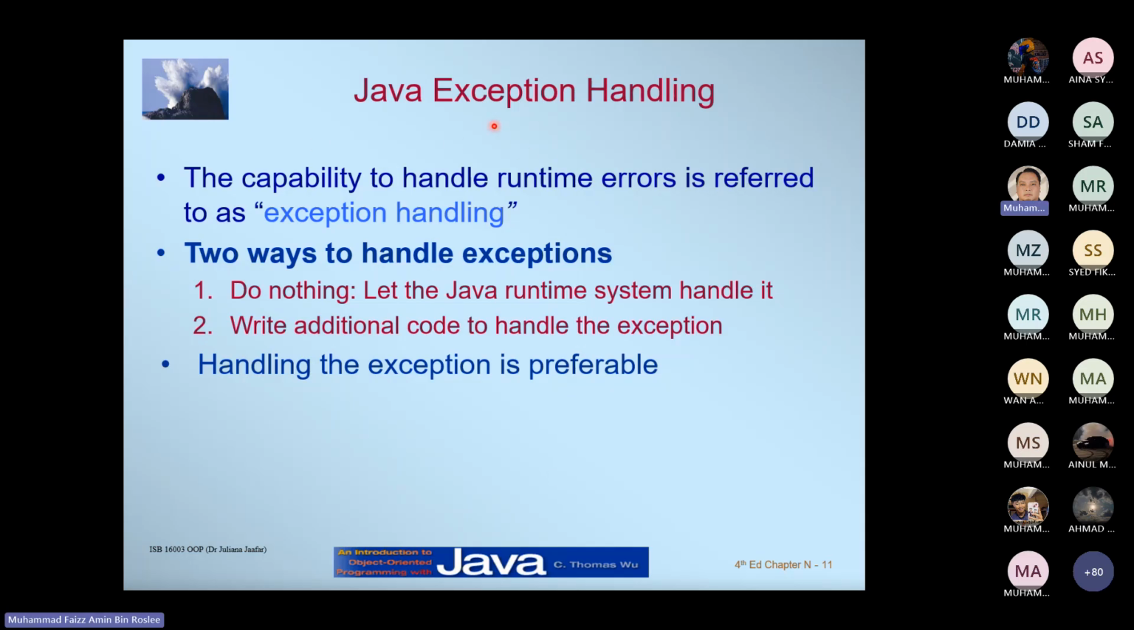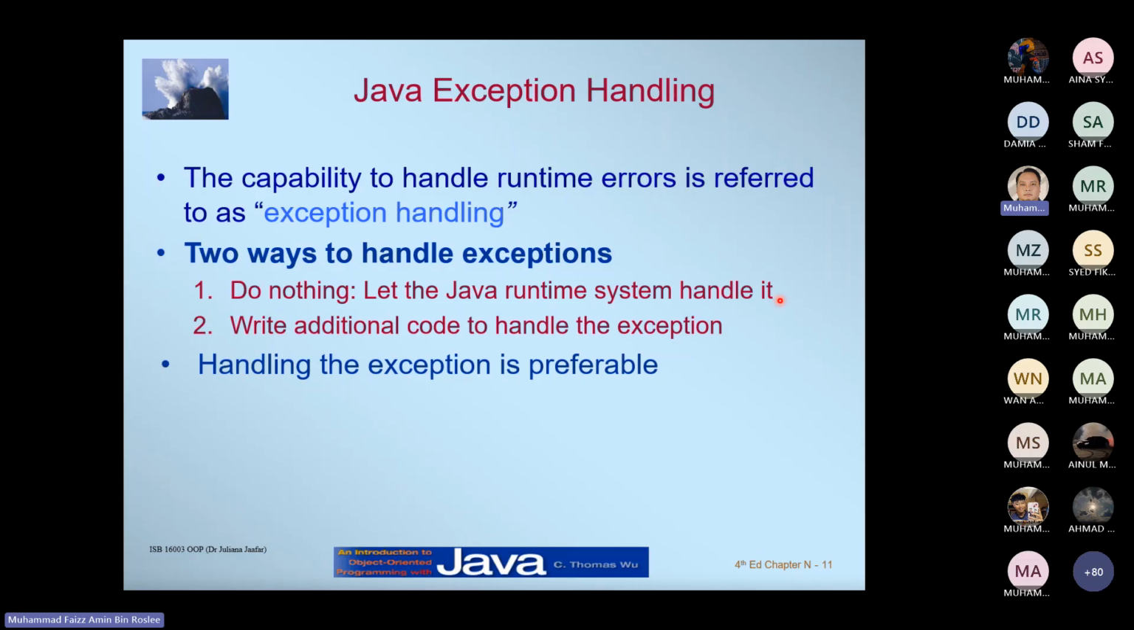So let's see Java exception handling. How can you handle your exception? The capability to handle runtime errors is referred to as exception handling. There are 2 ways to handle an exception. The first one, you can simply do nothing and let the Java runtime system handle it. If you don't handle your exception, Java will handle the exception for you.